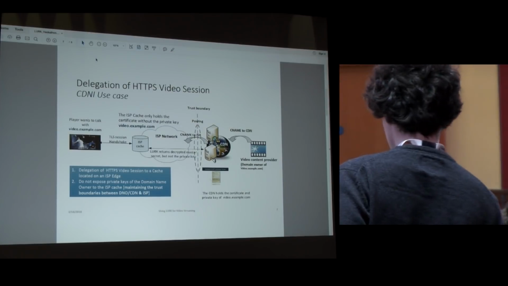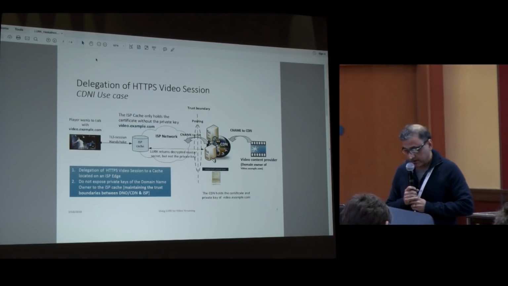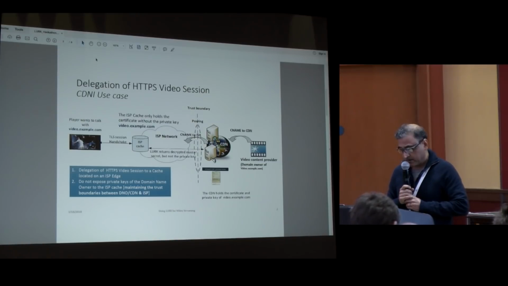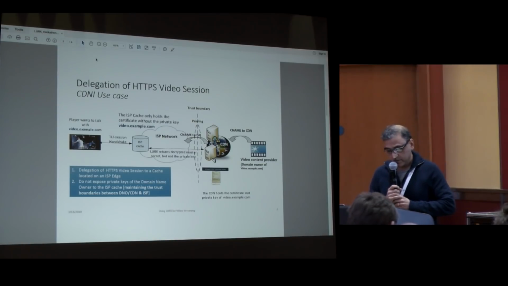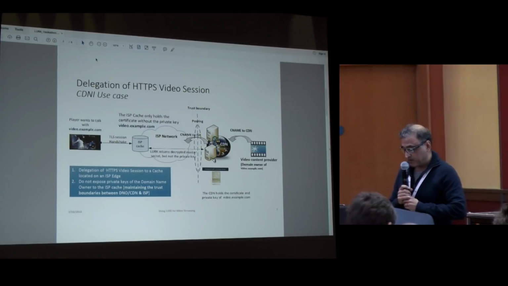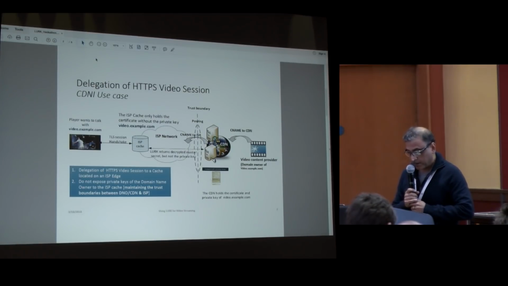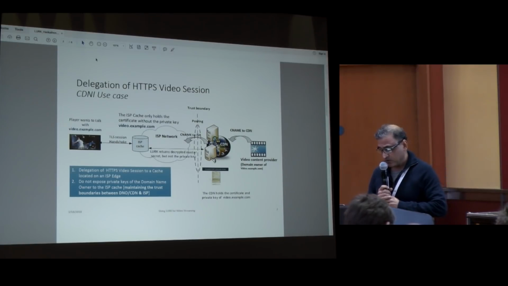So the use case is that we have an end user requesting to watch content from video.example.com, and the content is hosted on a CDN of choice by the content provider, and then delegated downstream to the downstream CDN, which in this case is the ISP cache on the edge of the network. The flow is that the user requests content, and then through DNS CNAME delegation, the content provider redirects to the CDN, and the CDN redirects to the ISP.